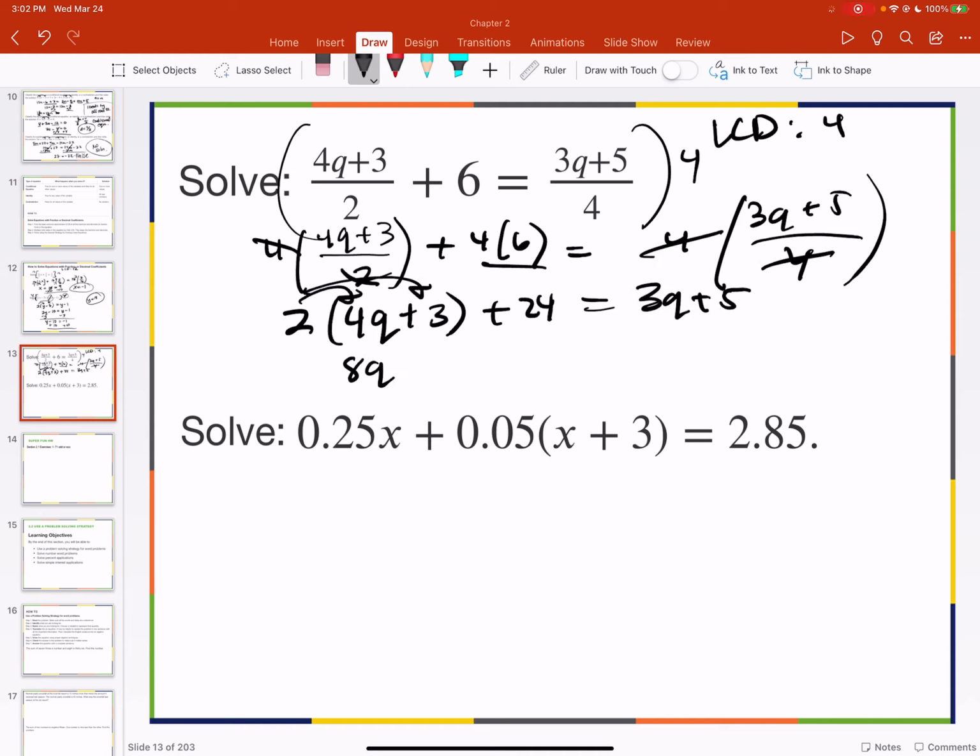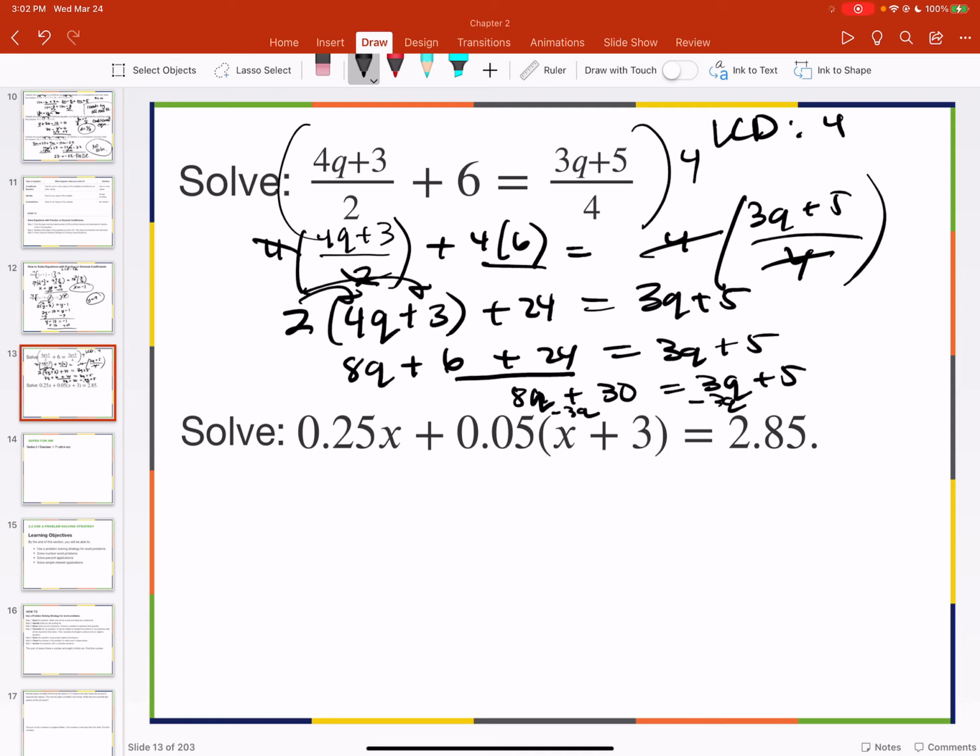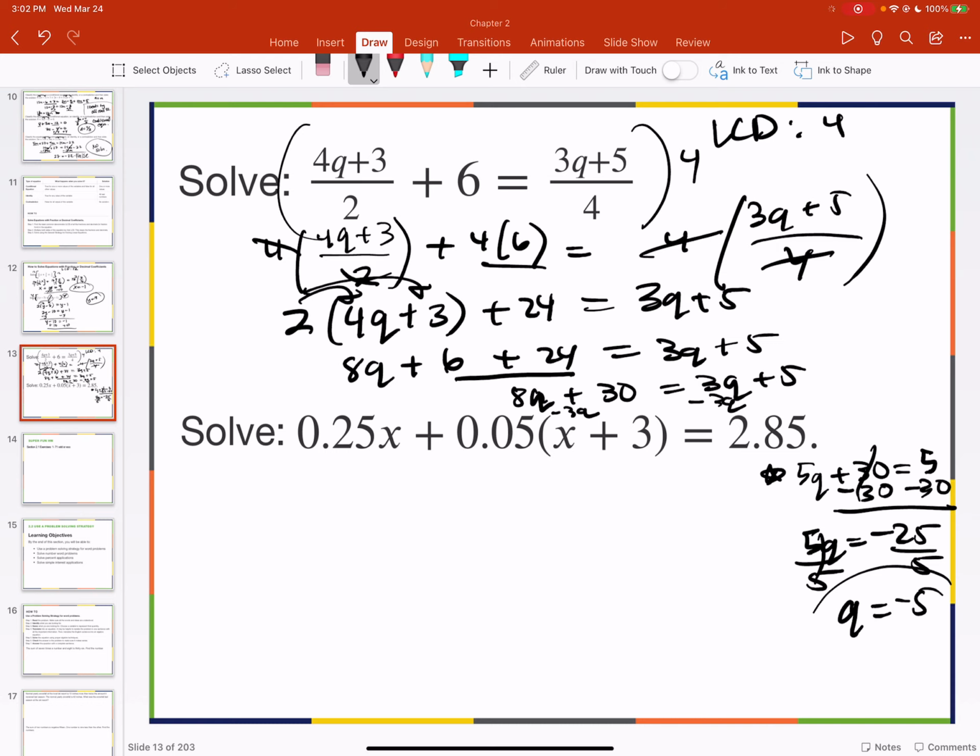Distributing, you get 8q plus 6 plus 24 equals 3q plus 5. Like terms, 8q plus 30 equals 3q plus 5. So then subtracting both sides by 3q, you get 5q plus 30 is equal to 5. So subtracting both sides by 30, we would get 5q is equal to -25, divided by 5. So finally, q is equal to -5.